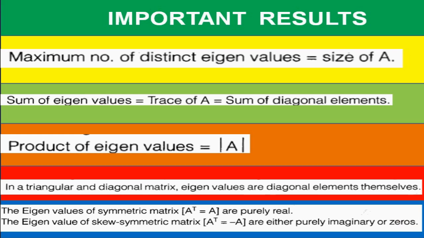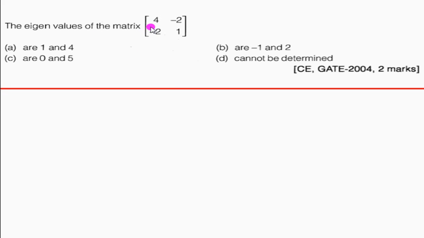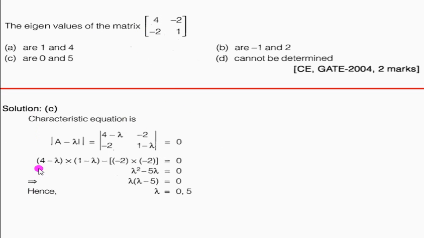With these results and the concept of finding eigenvalues and eigenvectors, we are going to solve a few questions. For the eigenvalues of the matrix, you can use this normal method to find the eigenvalues, or you can use the properties of eigenvalues. The sum of eigenvalues is the sum of the diagonals. The sum of the diagonal is nothing but 4 plus 1 equal to 5. Whichever option has a sum of 5 may be the correct answer. So option A, 1 plus 4, 5, it may be the correct answer, and 0 plus 5, it may be the correct answer.